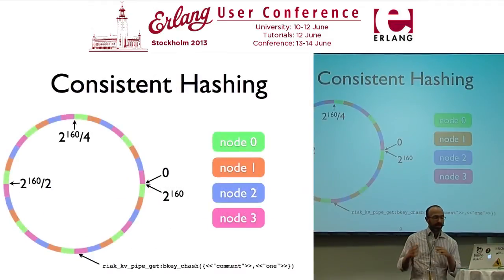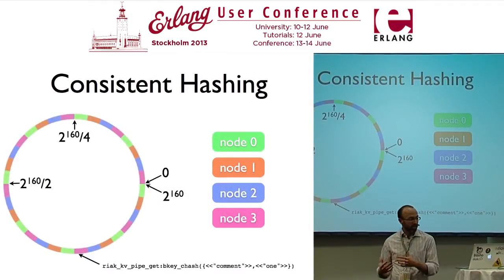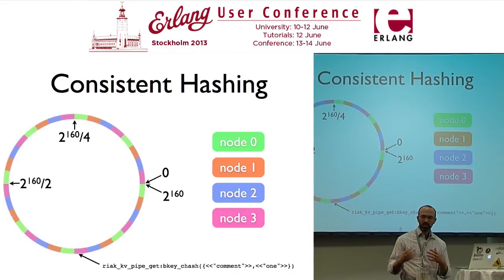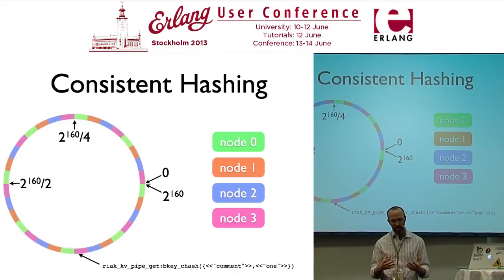What Riak Pipe does is apply this SATA architecture to Riak Core. I said I'd explain Riak Core. Riak Core is a way to model distributing work across a set of nodes, a set of computers.